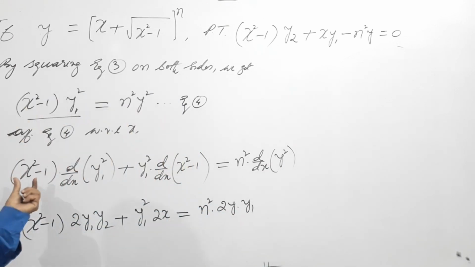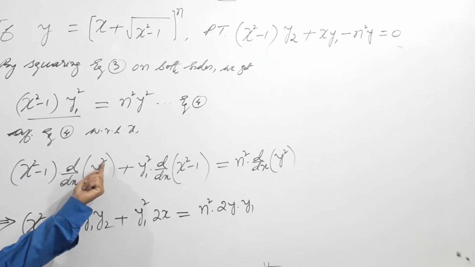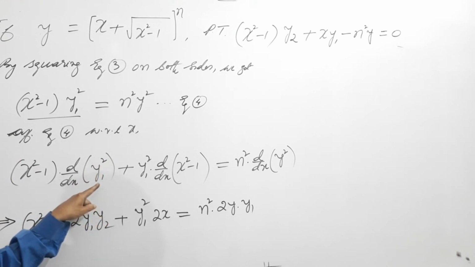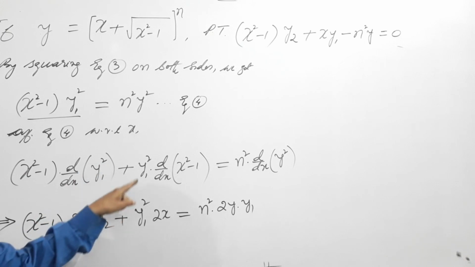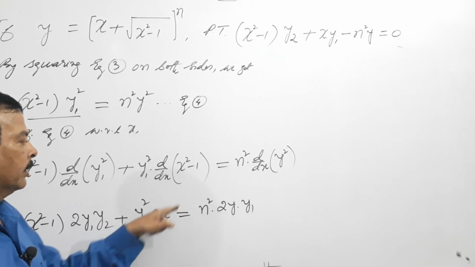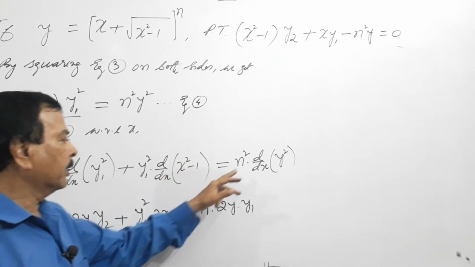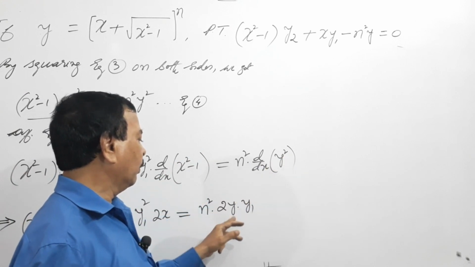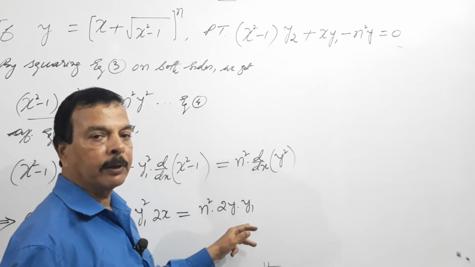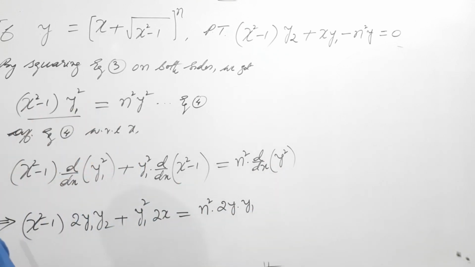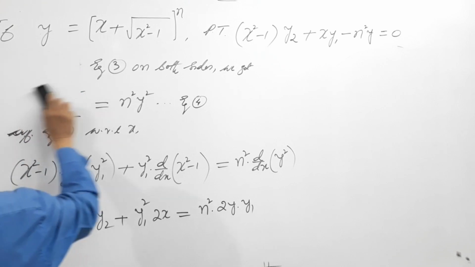I repeat, x square minus 1 as it is, into 2 into y1, differentiation of y1 becomes y2, plus y1 square, I kept as it is, d by dx of x square is 2x and this is constant, 0, leave it off. So n square, this will be 2 into y, if you differentiate y it becomes y1. Clear? Am I clear? Yes? Okay. I rub this and solve.